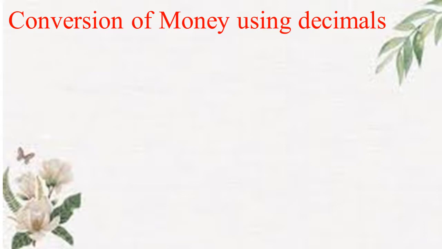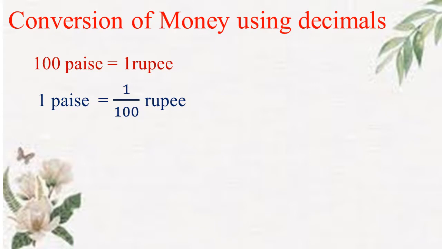So we already know 100 paise equal to 1 rupee. So that is 1 paise equal to 1 by 100 rupees. So let us see how to convert money using decimals. As there are two zeros in the denominator, we write the numerator and put a decimal point counting 2 digits from the right. So we get 0.01 rupee.